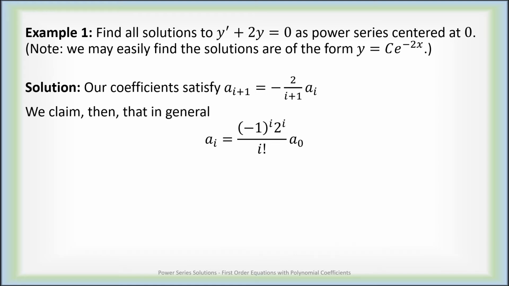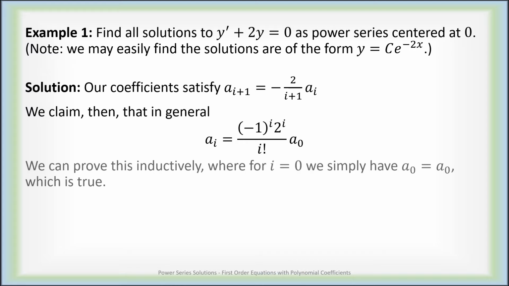So here is a formula that matches everything we've seen so far: a sub I equals negative 1 to the I, 2 to the I, over I factorial, times a naught. Now we can prove this inductively, that this formula holds for every index I.